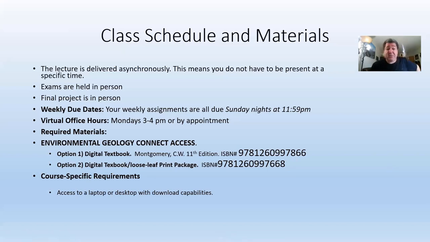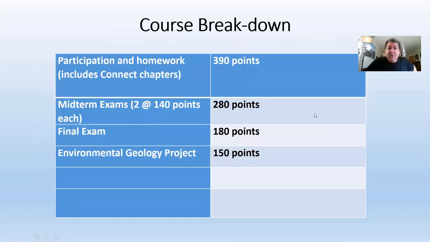And you'll need access to, obviously, a laptop with download capabilities for this class, since it'll be mostly virtual, right? Let's do just a breakdown here. So participation in homework, which includes our Connect homework chapters, which we'll go through in just a minute. Those are a total of 390 points. I should put an asterisk by this, saying that the whole group is worth 390 points. I'll try to get as close to that as possible. I might go a bit over, but that whole category is worth 390 points.